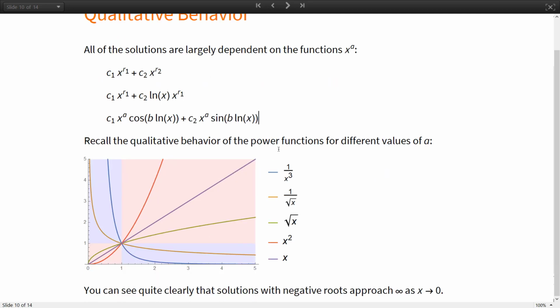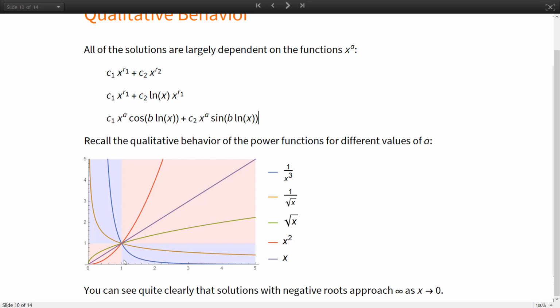A main contributing factor to the shape of the solution will be the value of the power in the exponents. We can see in the plot the behavior of various powers for positive values of x. For negative powers, such as x to the minus 3 and x to the minus 1/2, the solution diverges near x equals 0 and goes to 0 for larger values of x.